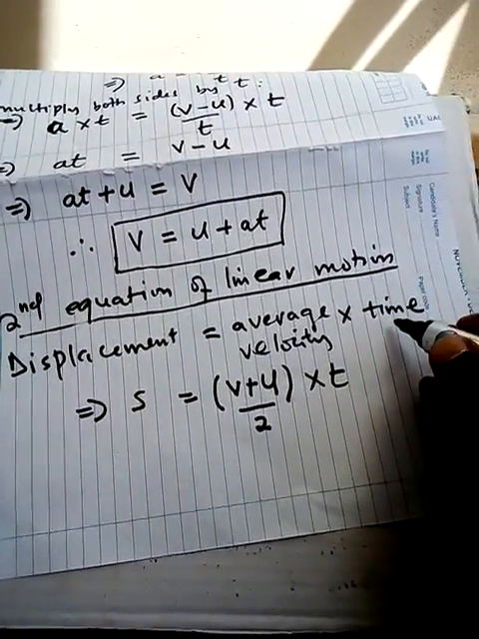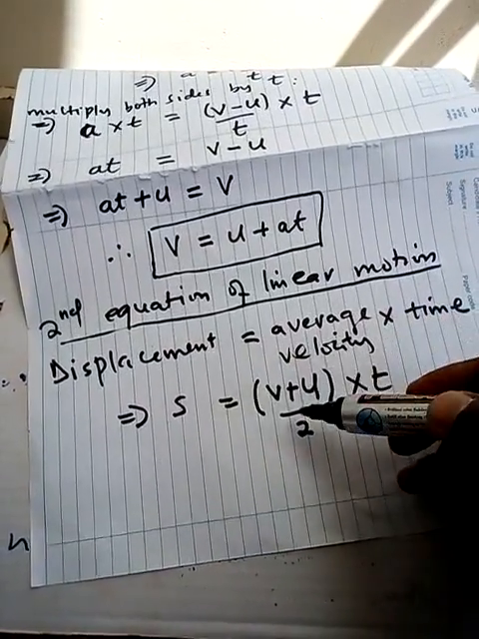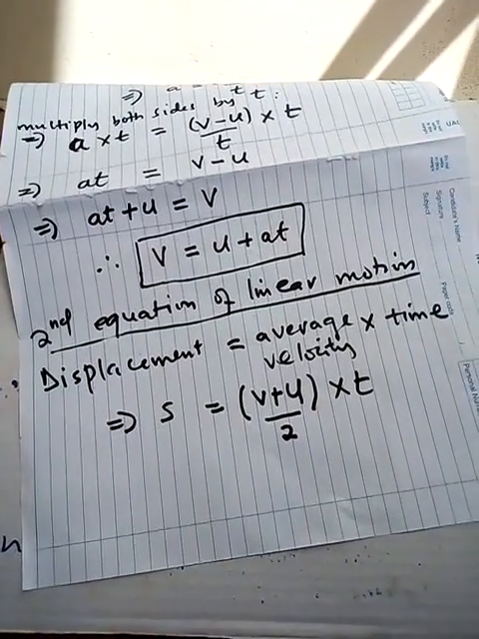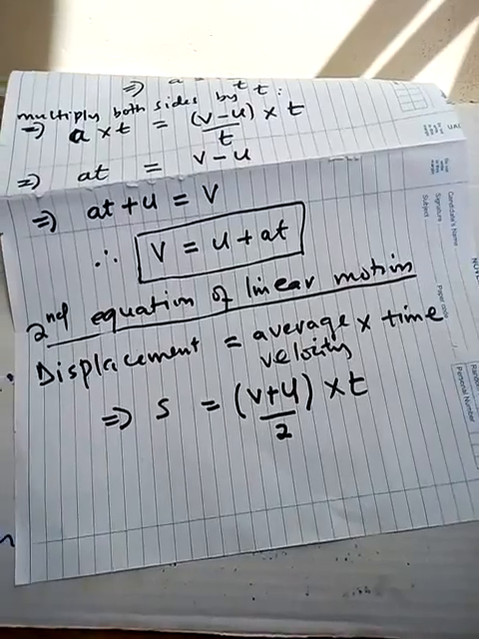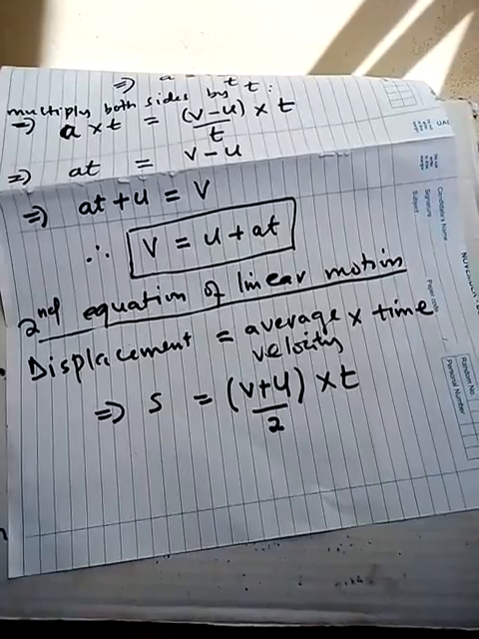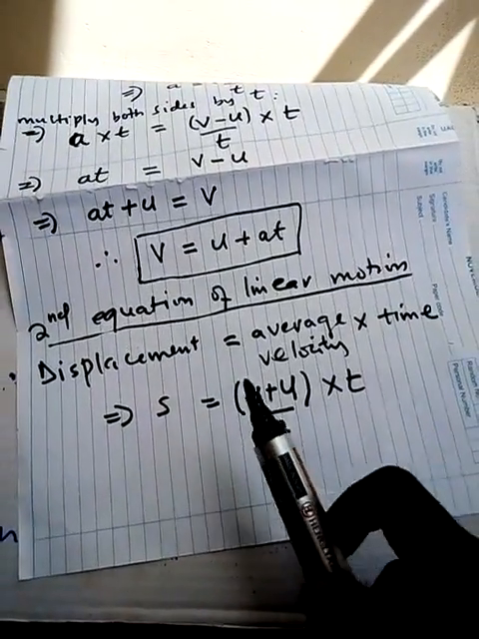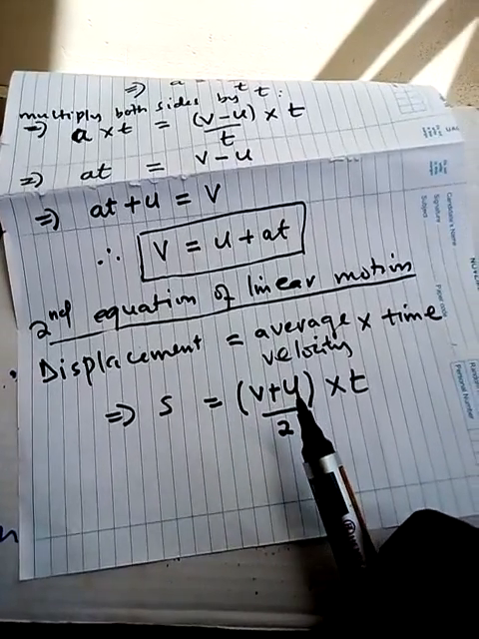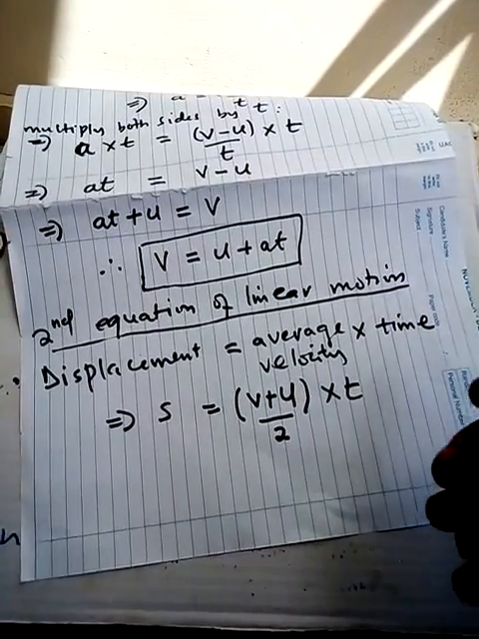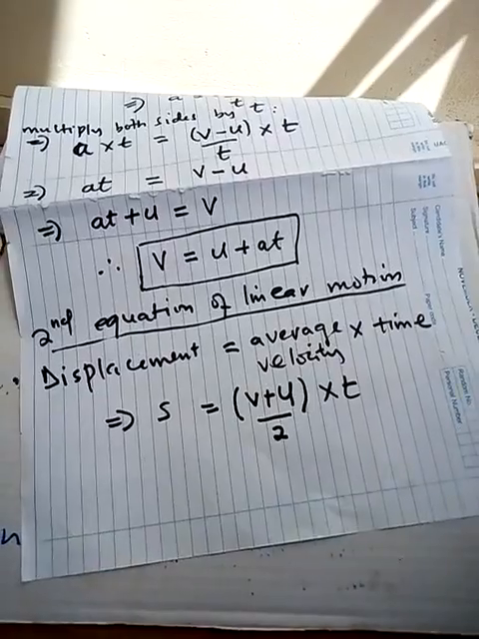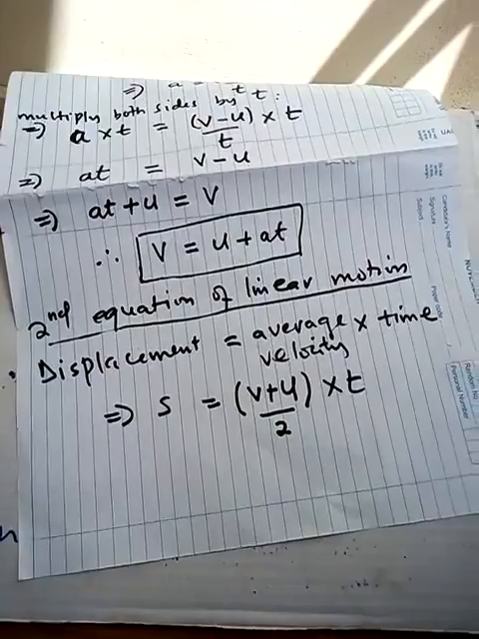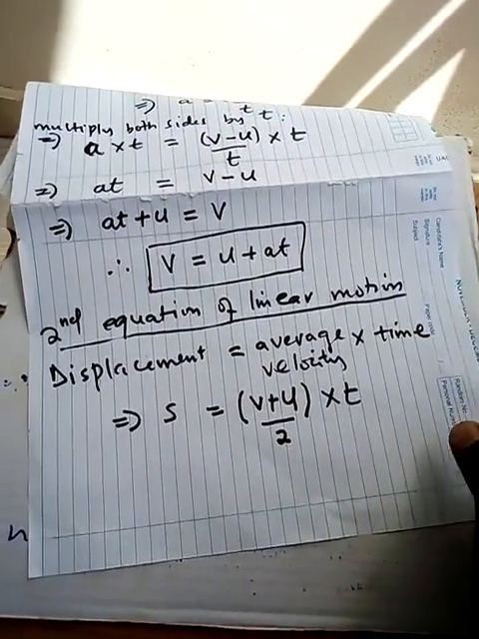This average velocity is the final velocity plus initial velocity divided by 2. It's like a mean velocity. Remember, when you are given data and asked to get the mean, you get the sum of all the outcomes divided by the number of outcomes. Here, the outcomes are the final velocity and initial velocity, and the number of outcomes is 2. So we say final velocity plus initial velocity divided by 2 gives us average velocity. Then we multiply it by time.